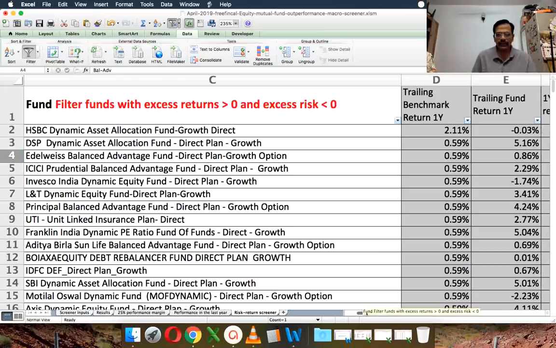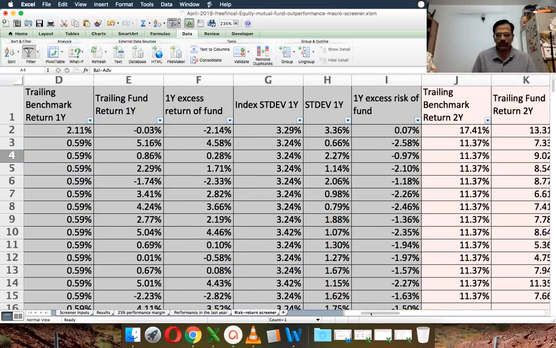The first column is the return of the benchmark in the last 1 year, then the return of the fund in the last 1 year, and then the excess return of the fund. If the fund has beaten the benchmark in the last 1 year, then the excess return will be positive. For example, here the benchmark is 2%, the fund is only about 0%, so the excess return is negative. That means the fund has not beaten the benchmark. So you should look for excess returns greater than 0, which means the fund has beaten the benchmark.